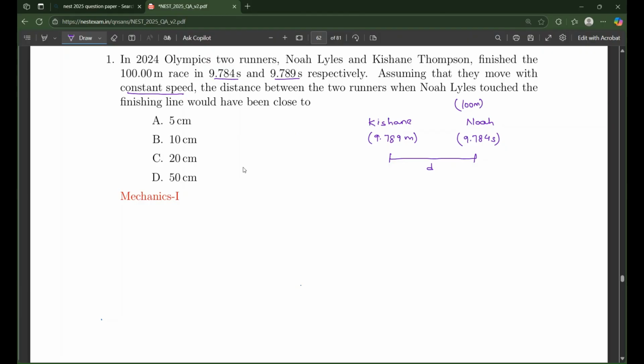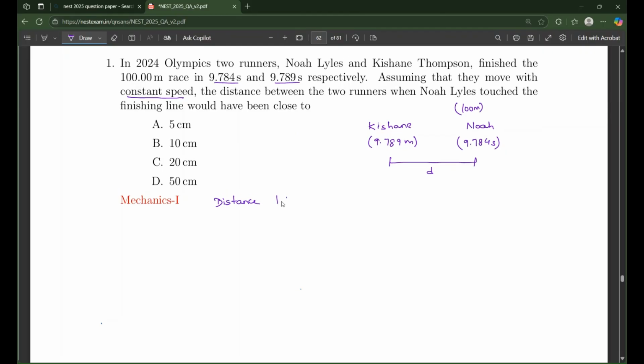We have to find the distance covered by Kishane at this time. We have to find the distance that Kishane covered at 9.784 seconds. For that, we need to find the speed of Kishane and we will multiply the time.